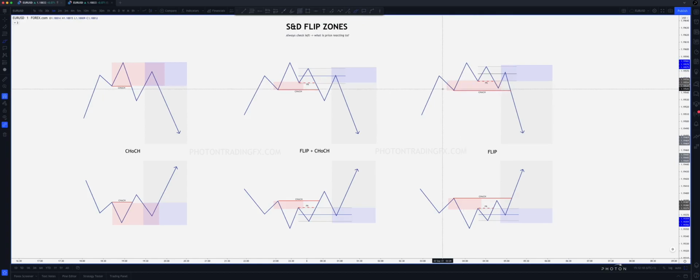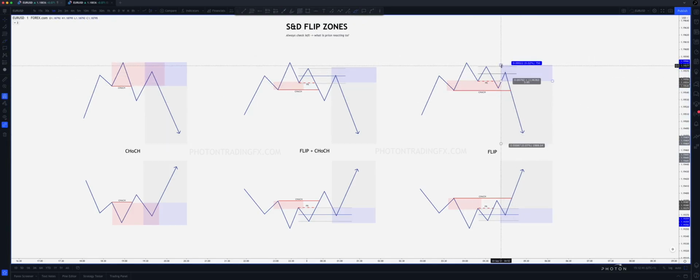Because what? We don't have the change of character, we don't have that entire supply zone failing, like we did over here, before price comes back in for you to short. So this is why this is riskier, because you only have the flip, you only have the failed reaction, you don't have the change of character to truly give you that extra confirmation that price has taken out the entire supply zone, and then we come back in and we go, okay?